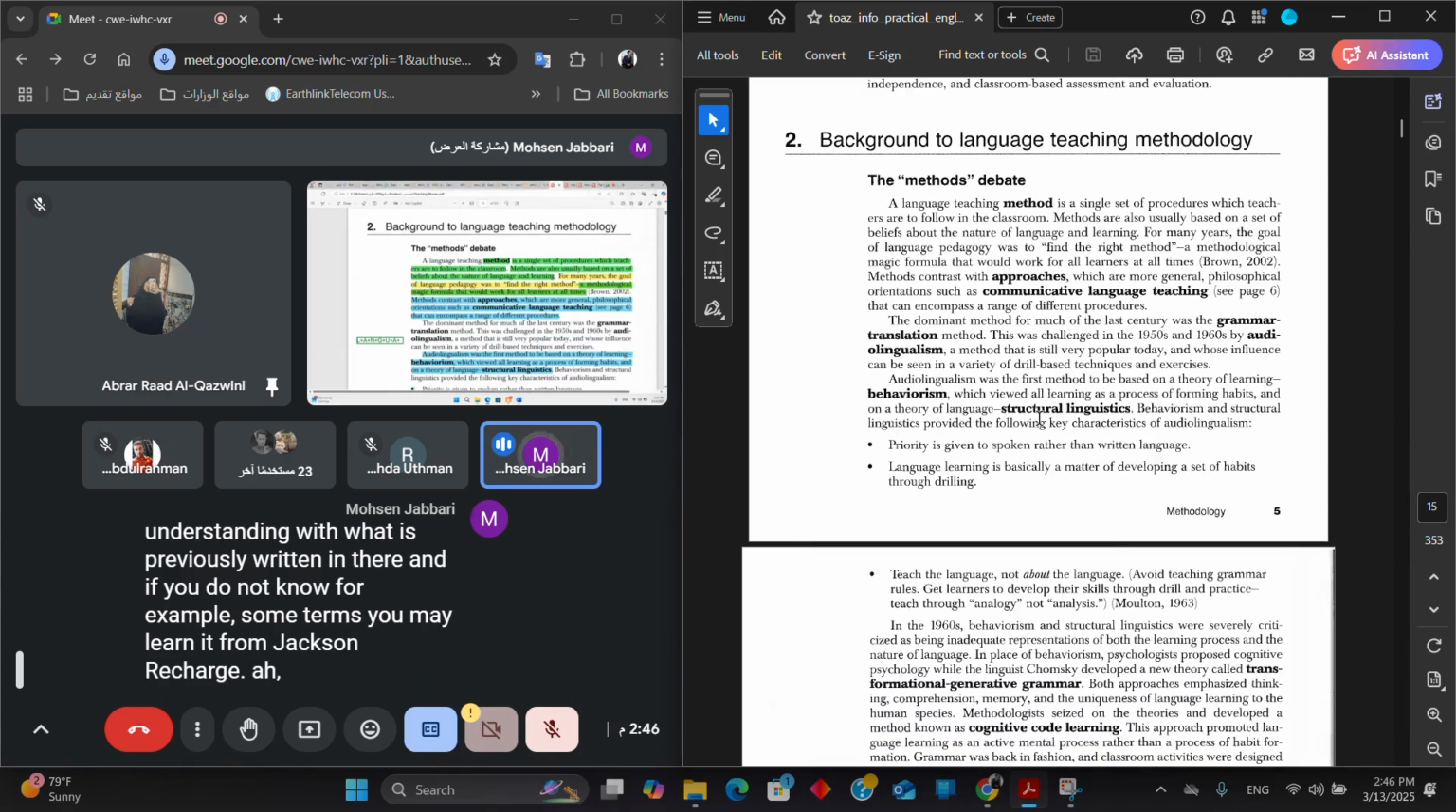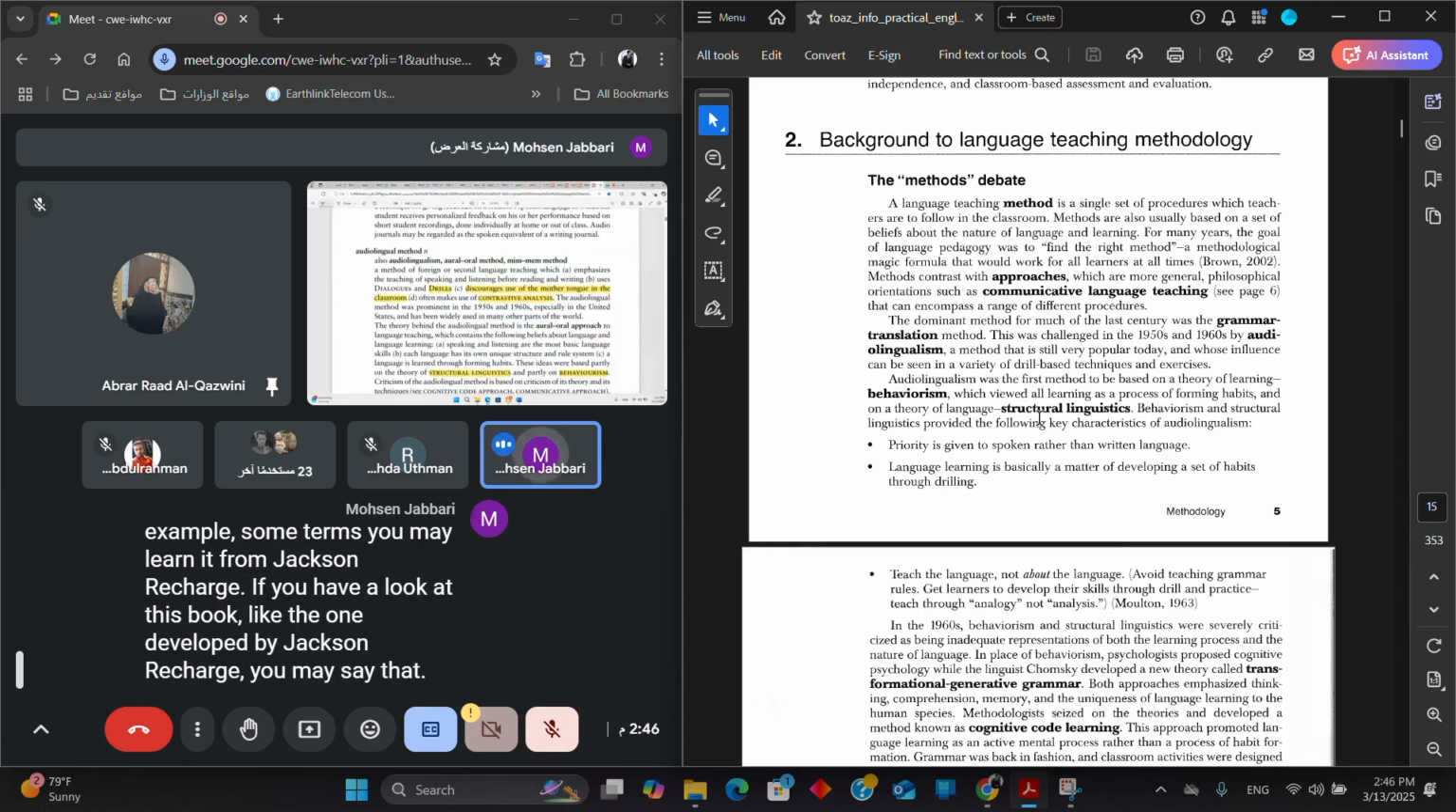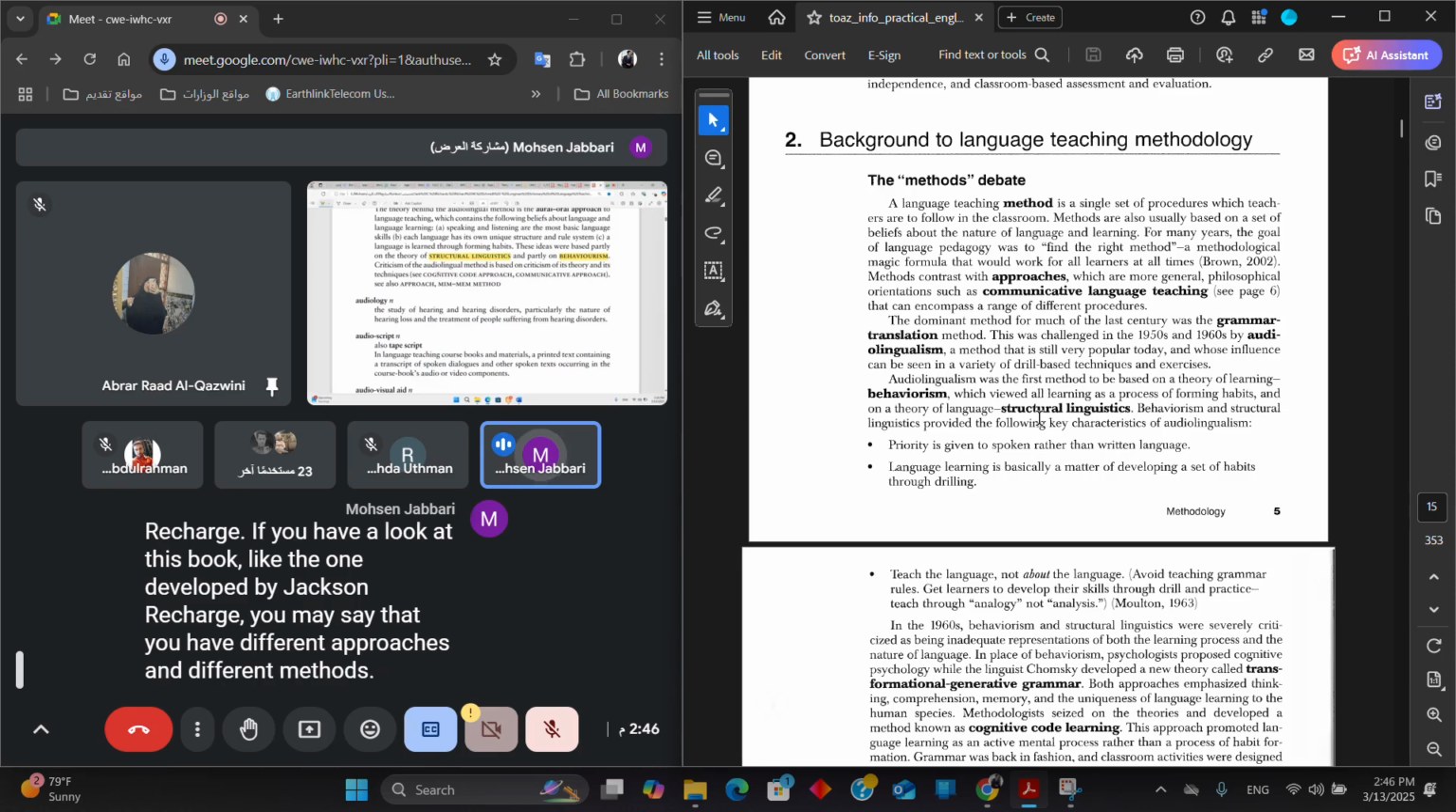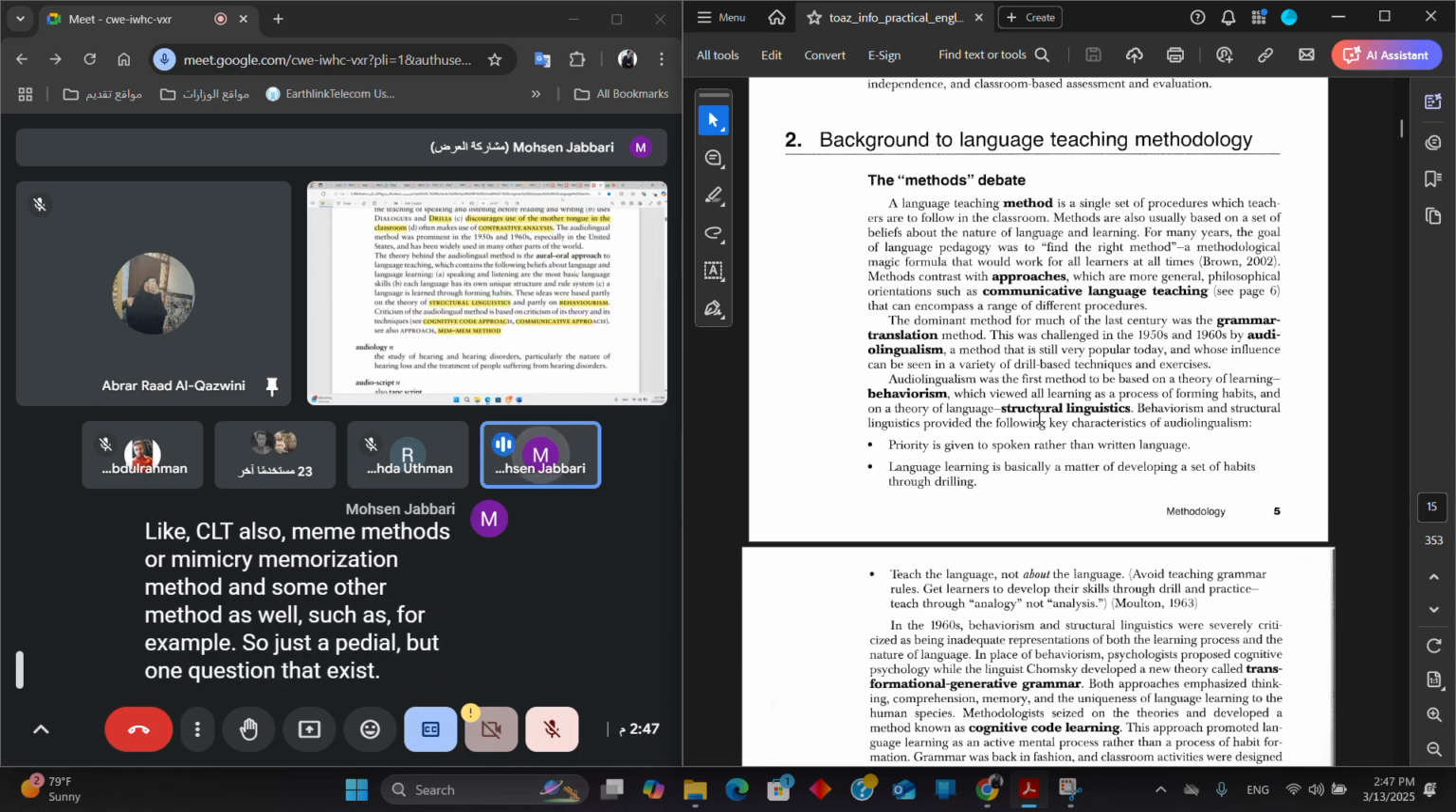If you have a look at this book, like the one developed by Jack Richards, you may see that you have different approaches and different methods, like the cognitive code approach, the communicative approach, CLT, also the mim-mem method or mimicry memorization method, and some other methods as well, such as Suggestopedia. But one question that exists in too many teaching books is: what is the best method?